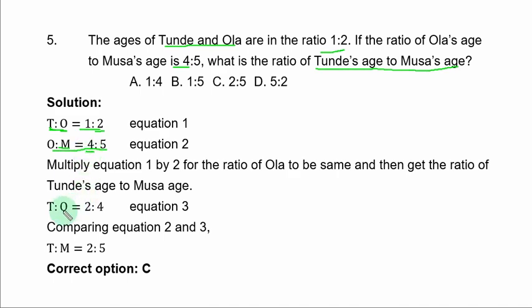If you do that, equation 1 becomes Tunde ratio Ola equal to 2:4. Equation 3. Now you compare equation 2 and 3. Now 4 is the same. You are left with Musa. Tunde first. From equation 3, Tunde is 2 and Musa is 5. That is 2:5. Option C is the correct answer.